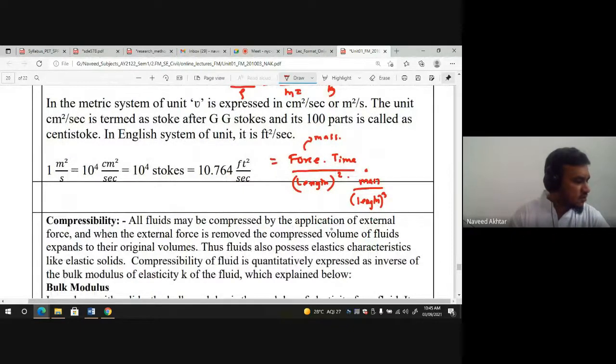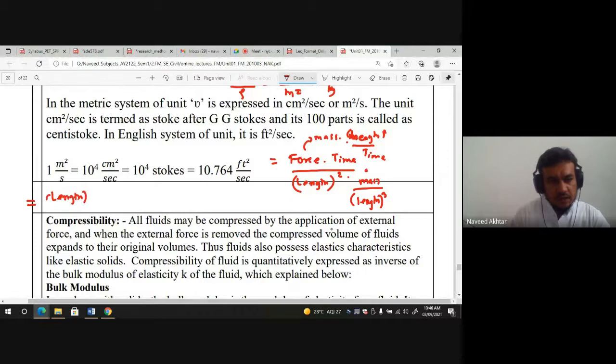Here force is nothing but mass into acceleration, and acceleration is nothing but length upon time square. If you write properly, it will come out as length square upon time. The unit of this kinematic viscosity is meter square per second.